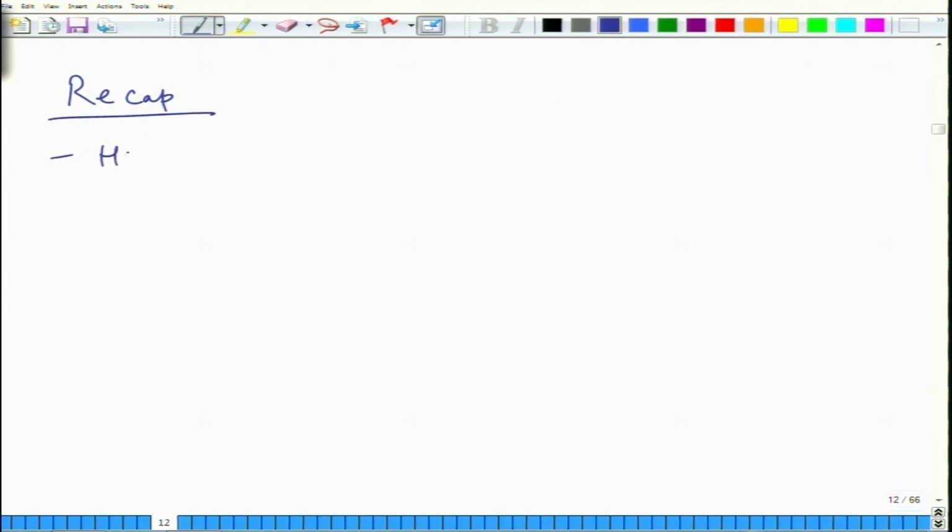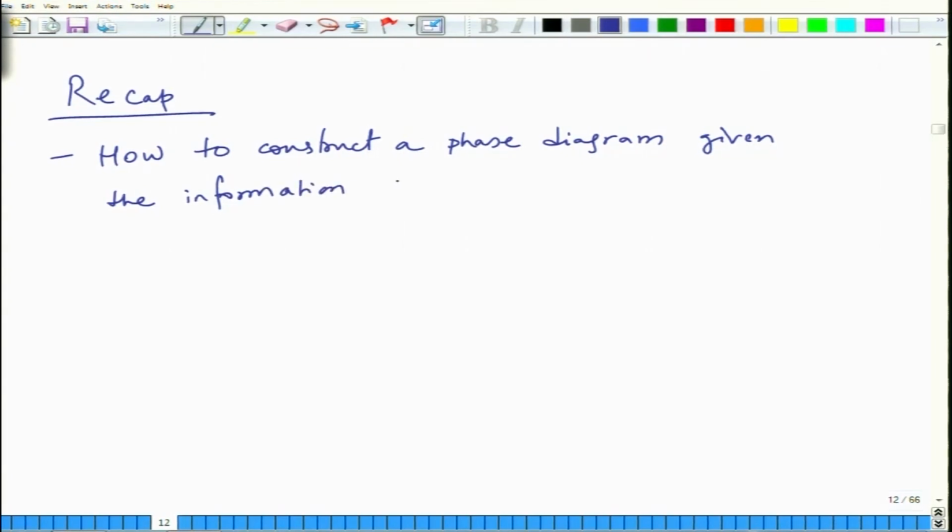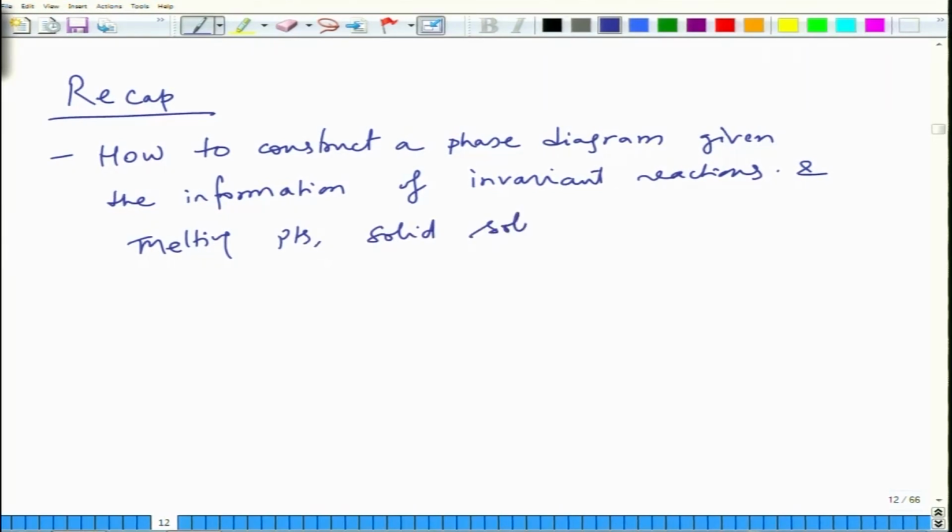So we learnt about how to construct a phase diagram given the information of invariant reactions and melting points, solid solubilities, etc. So the first thing in this is to identify the invariant reactions correctly.